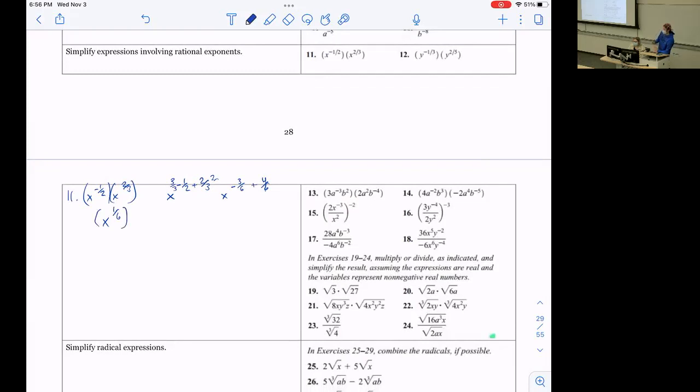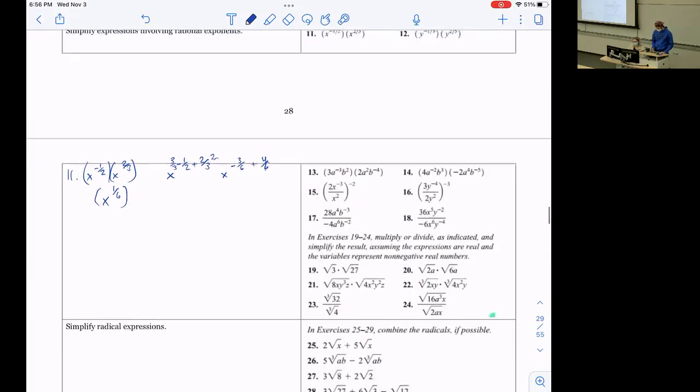So anytime we have them multiplying by each other, we're just going to add those exponents. We don't need to do 12 anymore. Any more questions on that section?